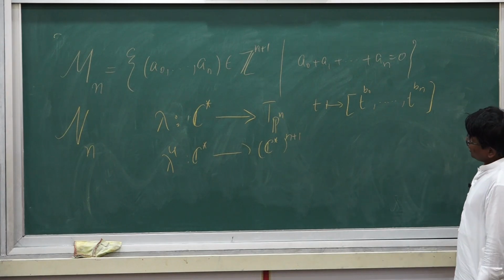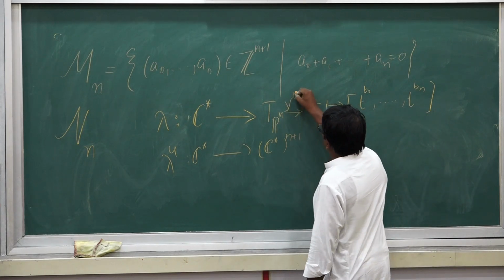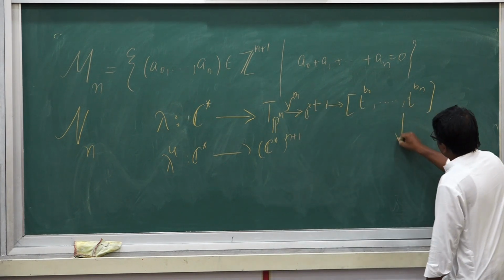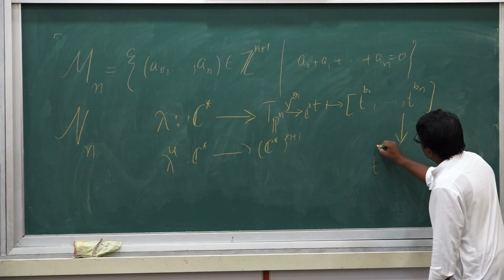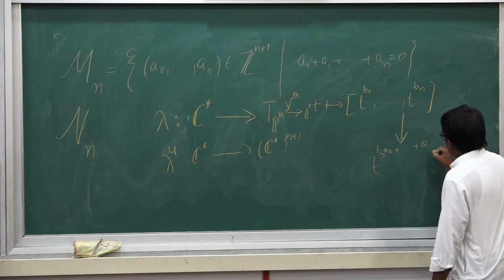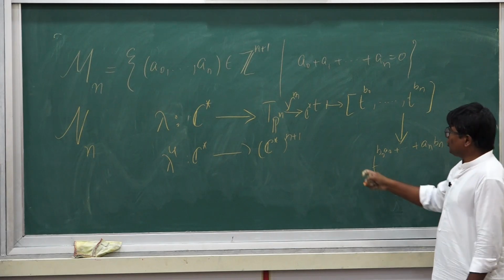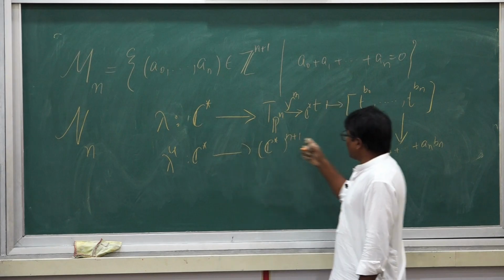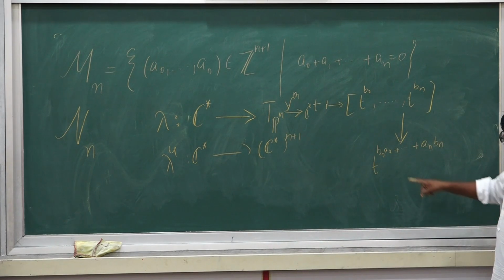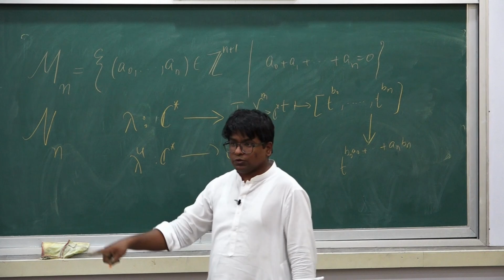Then the thing is that something is going to happen. If I apply on this the character gamma m which goes into C star, now I apply the character here, that would be equal to t power b naught a naught plus up to and so on a n b n. So that is a character from C star to C star. And now note that these a naught and a n have this condition that a naught plus a n should be equal to 0.